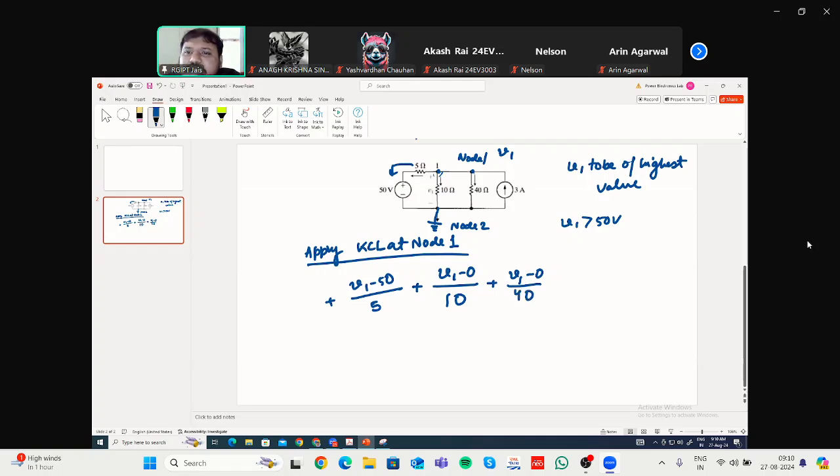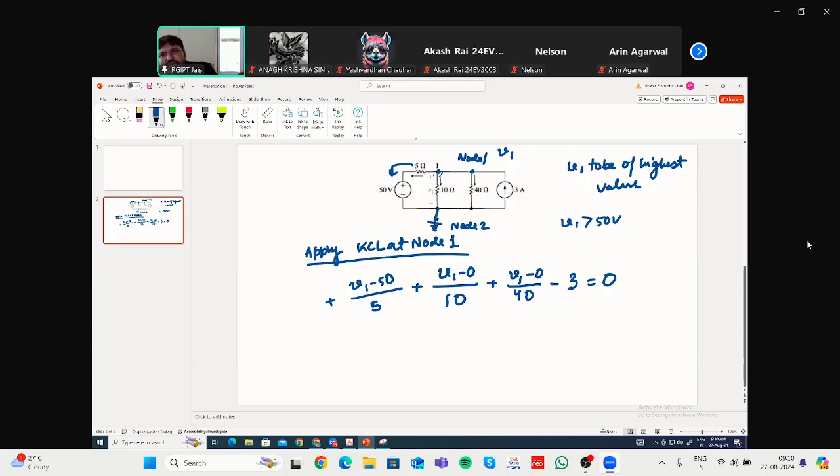Next, this one. Here there is a current source, so current is already given. All these things are currents: V1 minus 50 by 5, V1 by 10, V1 by 40. But in this branch, there is already a current source, 3 ampere current source, and it is moving into this node. So it will be minus 3, and the sum will be equal to 0.